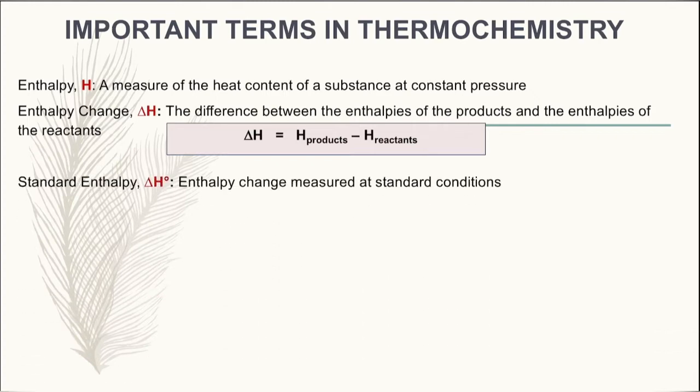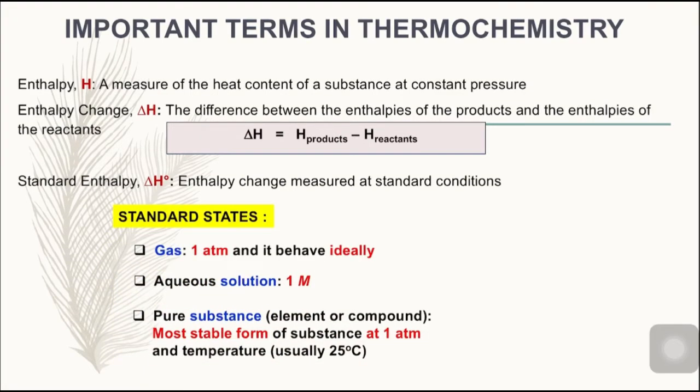And lastly is standard enthalpy, or delta H naught. It is enthalpy change measured at standard conditions. You have to know what are the standard conditions. The first one, if your substance is a gas, it has to be at 1 atm pressure and it behaves ideally. Next one, if a substance is an aqueous solution, it needs to have 1 molar concentration.